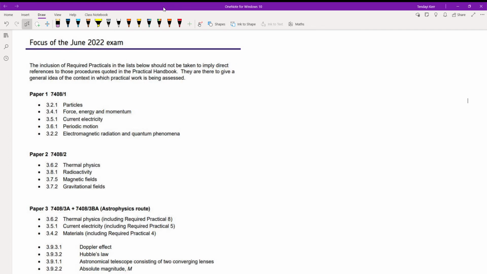What we're going to look at today is an exam style question. So we've got the guidance from AQA and we know where the majority of the marks are coming for on each paper. So what I thought I'd focus on is a current electricity question that also links with paper 3, which is required practical 5. So required practical 5 is about the resistivity of a wire. So that's a question we'll look at today.